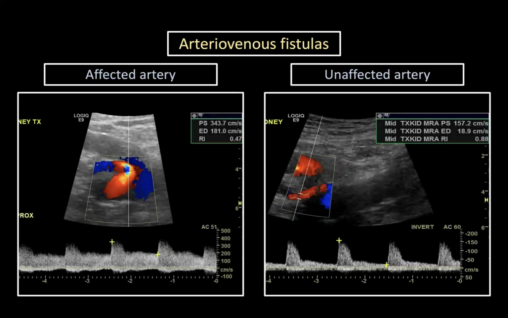Here's an example here of a patient who had two graft renal arteries. One of them had, I think it was the inferior pole, an arterial venous fistula, and you can see that the supplying artery to that had a low resistive index. In this case here it is 0.47. And the unaffected side had a much higher resistive index at 0.88. And so you can see what the perfusion difference is between areas that are affected by an arterial venous fistula and those that are not.